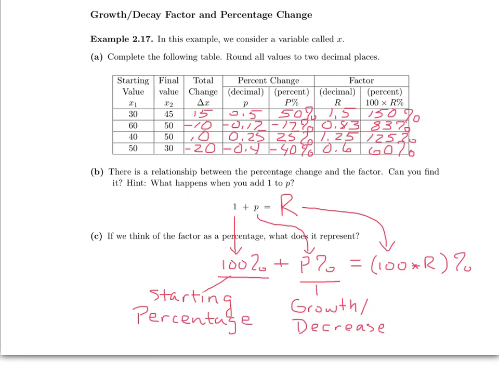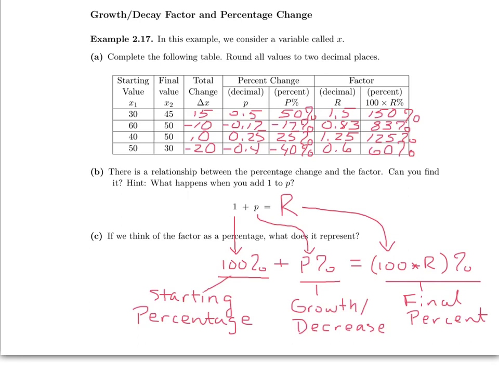We have 100% of our starting amount. So we're taking 100% of our starting amount and we're adding our percentage growth onto that. So when we're done, we should arrive at our final percentage. That's what this represents. This is our final percentage. It's also thought of as the percentage that's remaining after the change took place.